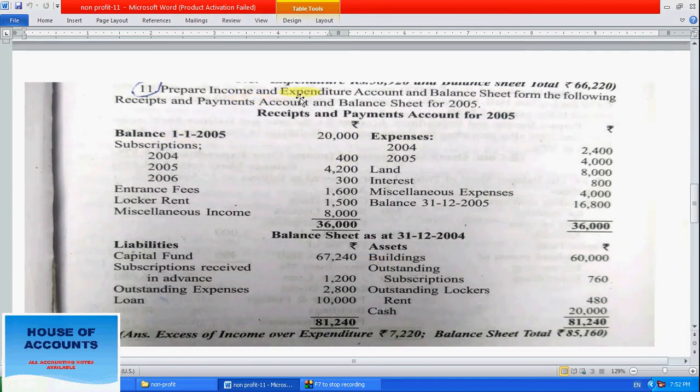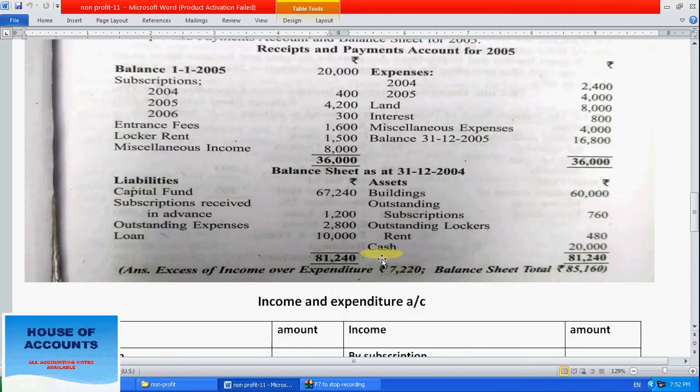Prepare income and expenditure account and balance sheet from the following receipt and payment account and balance sheet for 2005. This is an opening balance sheet given for December 2004. We have to make the balance sheet for December 2005. The receipt and payment account is completely given here, and the balance sheet is also given, so we don't have any additional information. It's a simple question, but it's also tricky. We have to find everything, and with each entry we have to check it out.